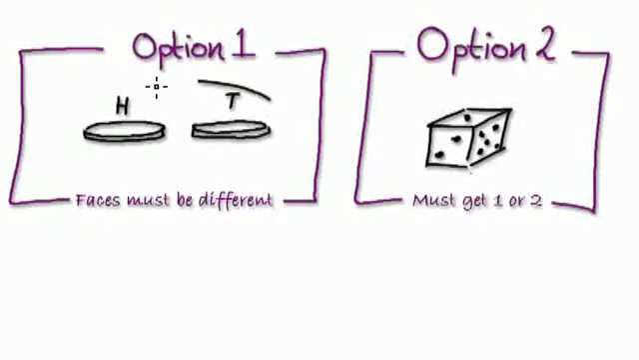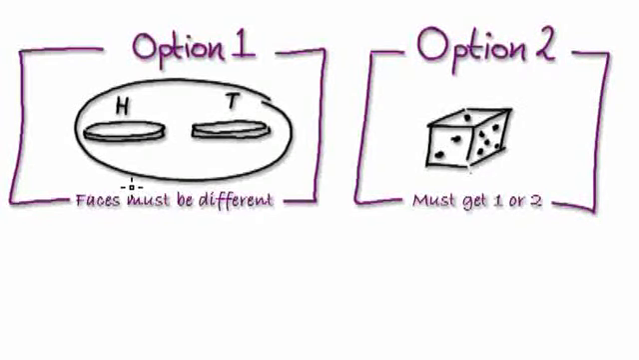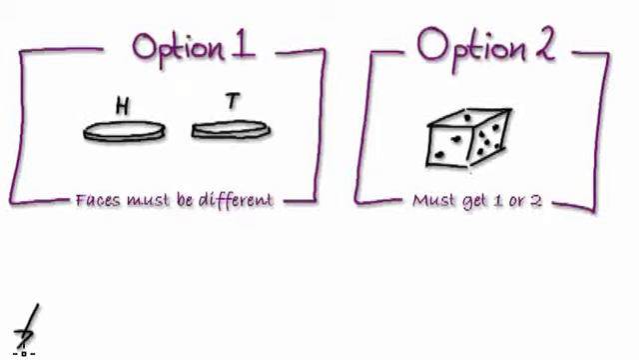Okay, so option one, flicking two coins, and the faces must be different, or option two, throwing one die and getting a one or a two. So press pause and think about this. Which option is easier to do? Okay, so press pause.